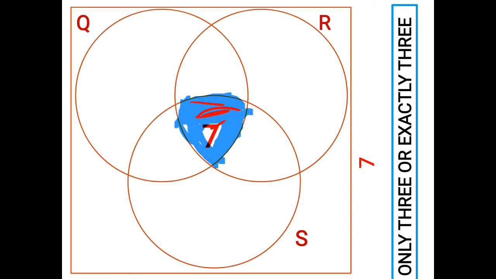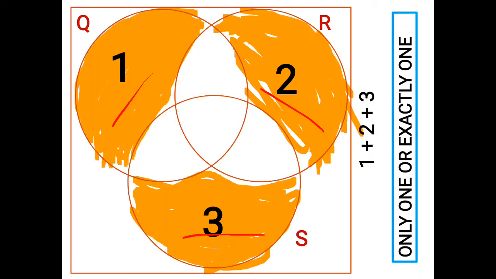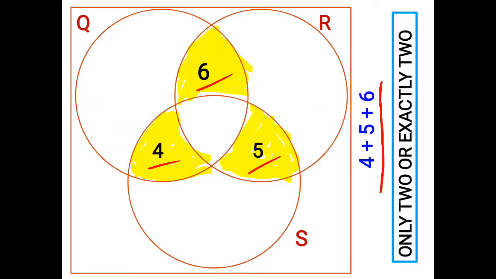So a quick recap on what we have done so far before we move on. Only 1, or exactly 1, meaning pick the size that represents only 1. Region 1, region 2, region 3. When you add them, what you get becomes your only 1, or exactly 1. Then we come to only 2, or exactly 2. Pick the sides that are for only 2, or exactly 2. Pick them, add them, and then it gives you your answer.